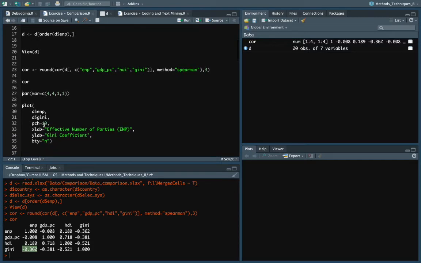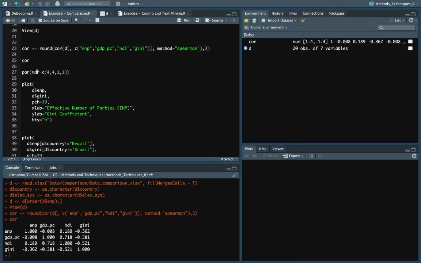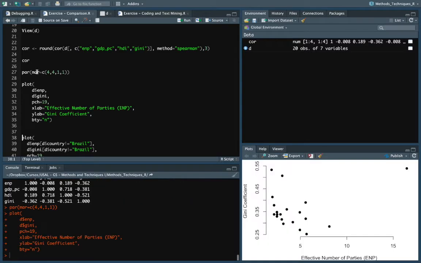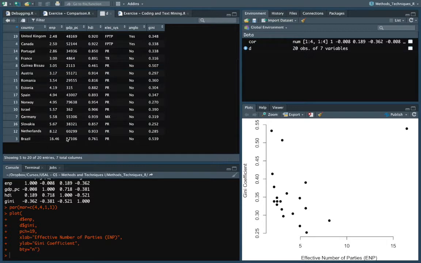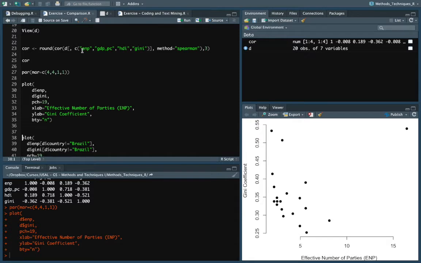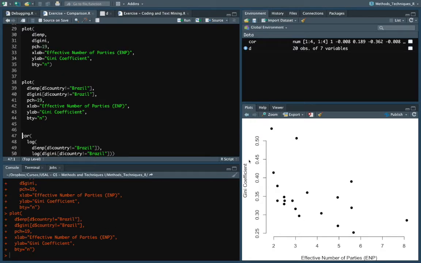So we can see here this relationship between the effective number of parties and the Gini coefficient. We have here this group and this extreme case with ENP above 15. The only case is Brazil. We have Brazil here. It's an extreme outlier. So let's take Brazil out and see what happens. I plot again without Brazil, and we see that we have a negative relation. The higher the inequality, the lower the effective number of parties.